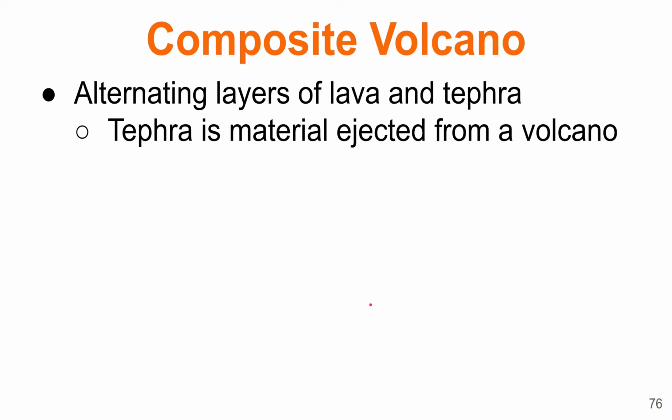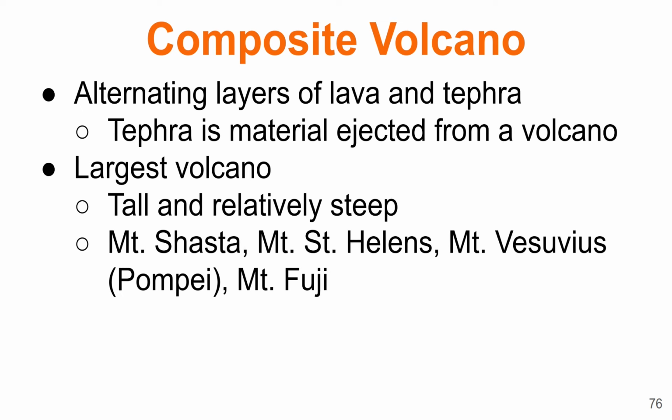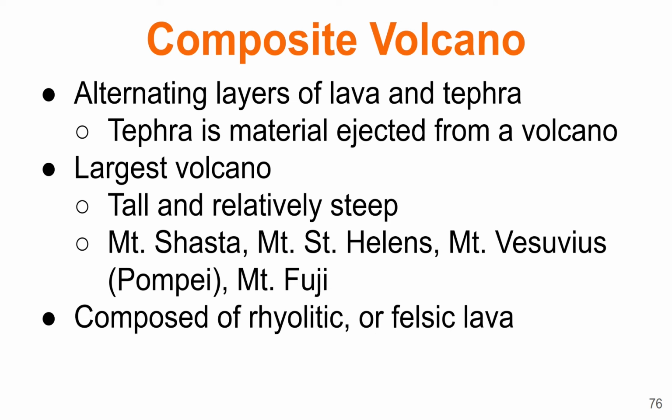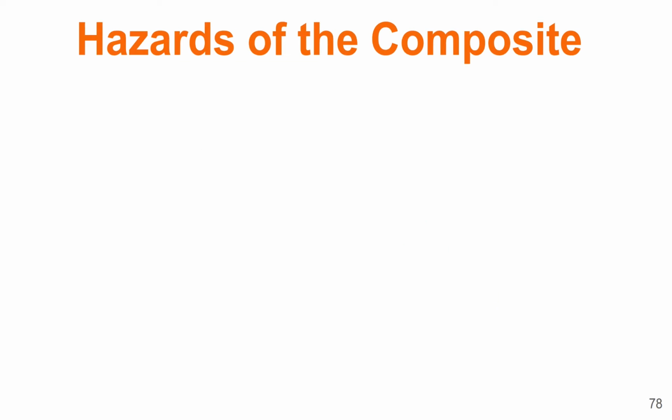Composite: ash and lava and ash and lava. Tall, steep, all your classic ones. Mount Vesuvius, Stromboli, Fuji, Mount St. Helens, Mount Shasta. Composed of, you don't need to know that. Explosive eruptions, do need to know that.